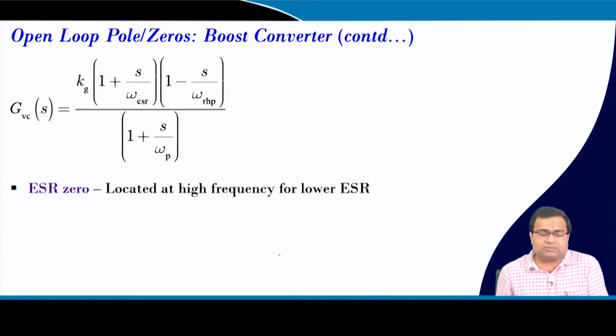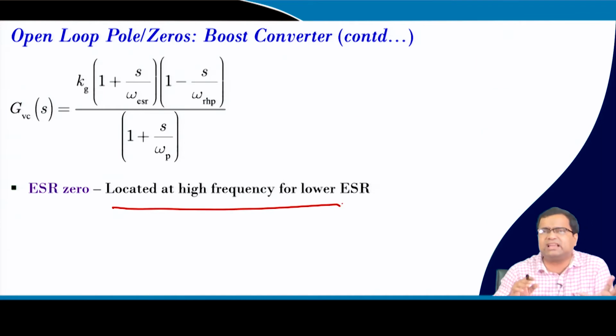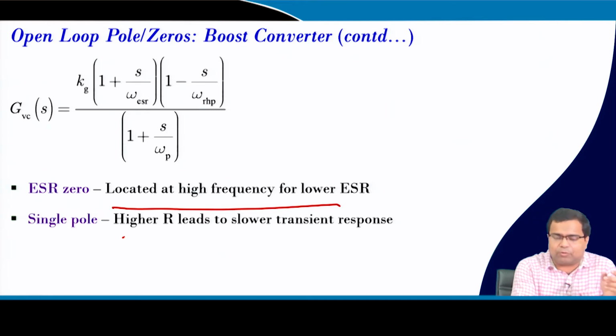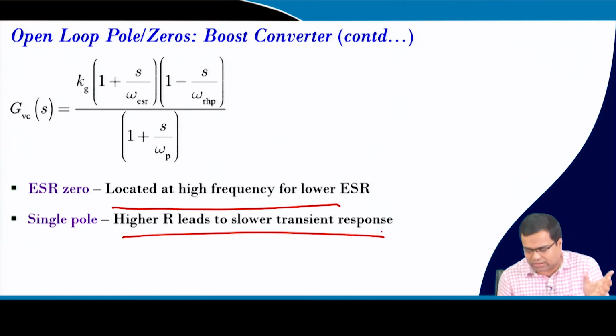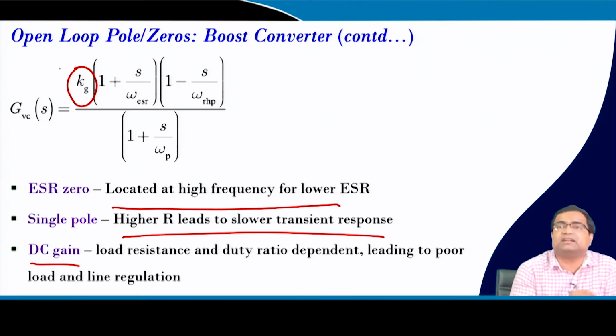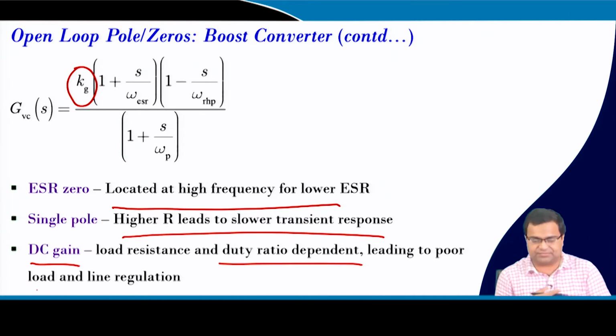It also has one ESR zero, which is located at a very high frequency for low ESR, and we will ignore this effect momentarily because it is located at a very high frequency. Then we have a single pole, and if the load resistance is high, then it will have slower transient performance, and the DC gain, we will figure out, is basically a load dependent term as well as a duty ratio dependent term. So, it leads to poor load regulation as well as line regulation here.